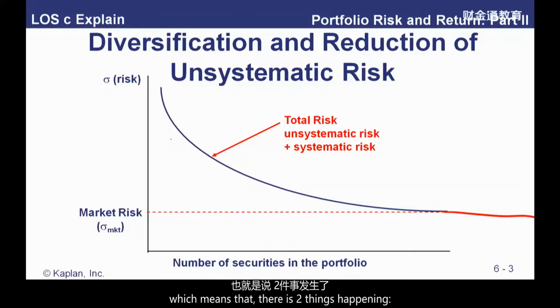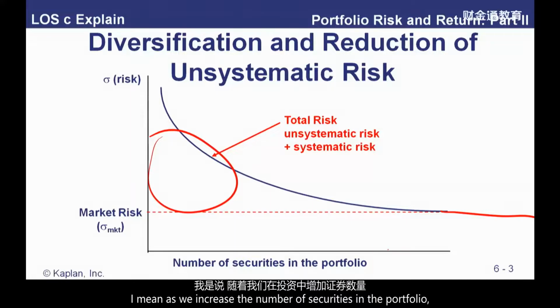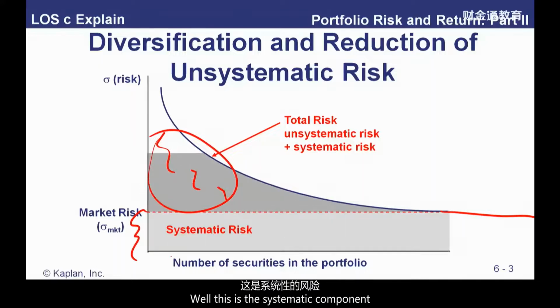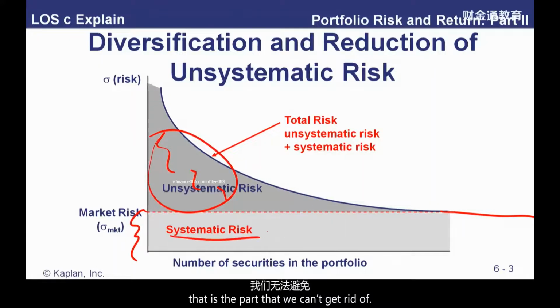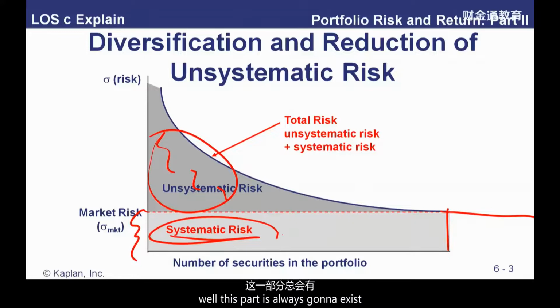There are 2 things happening. There's this risk that we can easily get rid of. As we've increased the number of securities in the portfolio, all this risk has gone away. But what about this risk down here? Well, this is the systematic component. That's the part that we can't get rid of. It doesn't matter if we have 30 or 300 or 3,000 stocks in our portfolio. This part is always going to exist.